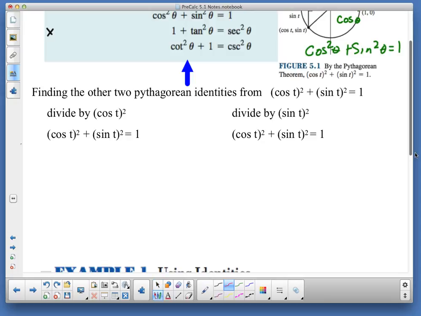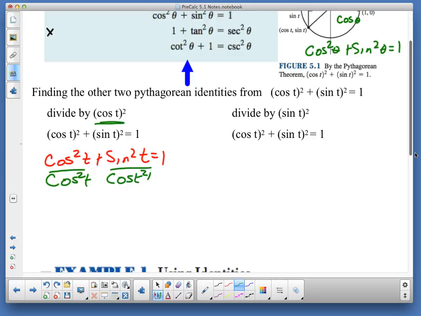First thing, I'm going to rewrite this the way you're always going to see it, because I want to make sure you see exactly how you'll see it every time I write it. These are synonymous. The red is what I expect you to know. I'm going to take cosine squared theta plus sine squared theta equals 1, and derive one of the others by dividing by cosine squared theta. So I'm going to divide by cosine squared t all the way across.